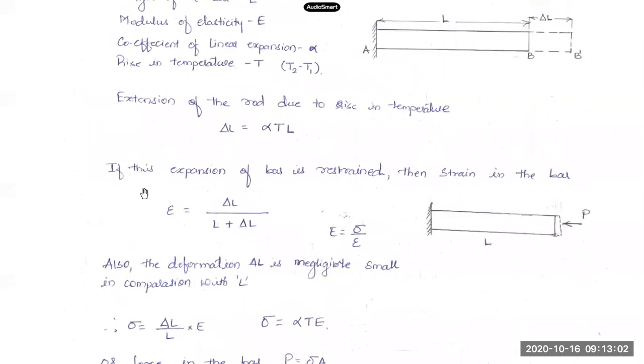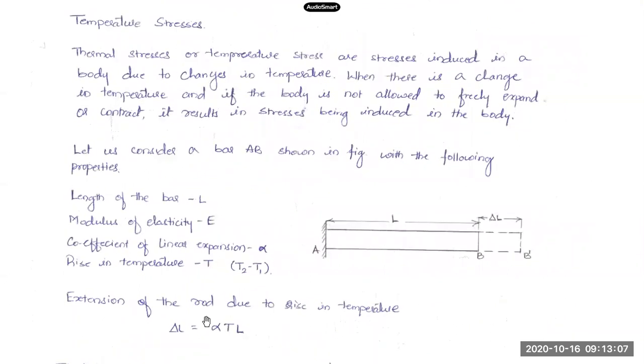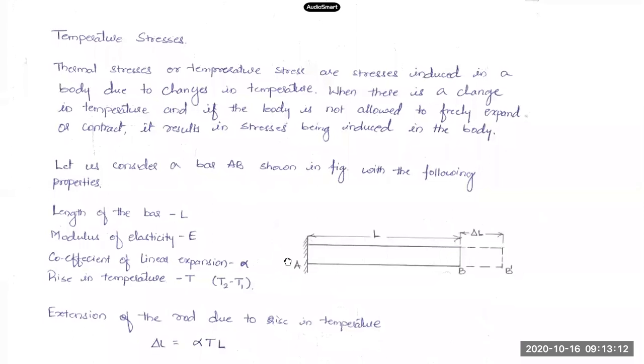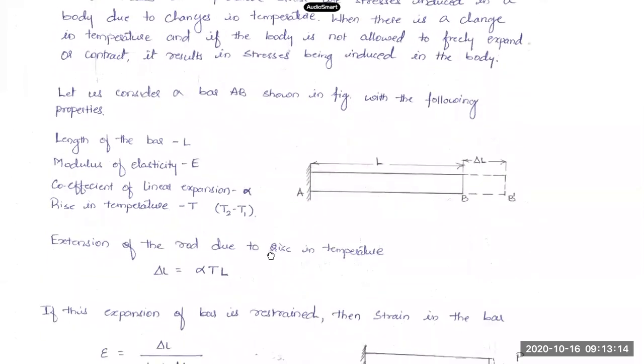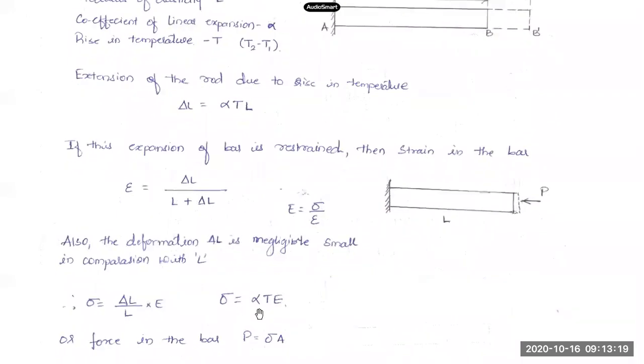Do you have any doubt in that? How do we find the temperature stresses? Sigma given by alpha T into E. This is the expression for temperature stress. Is the derivation or the concept of temperature stresses clear for all of you?